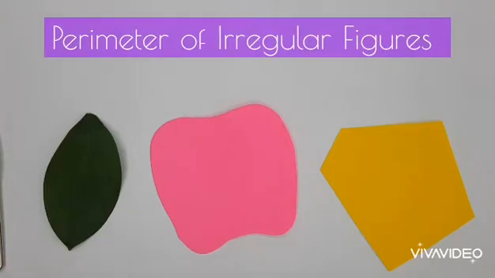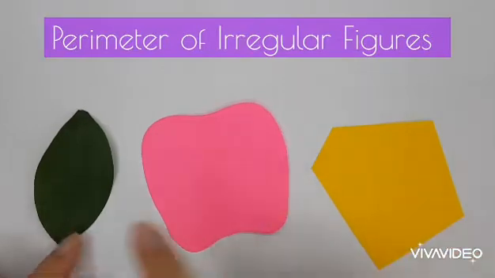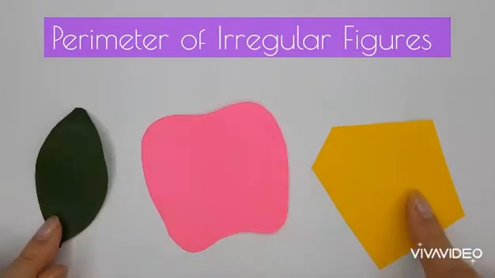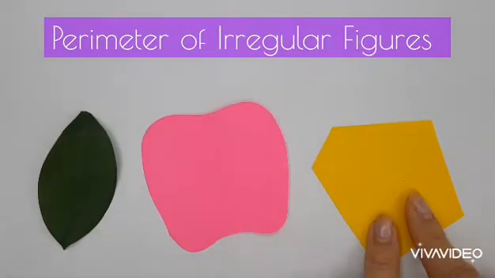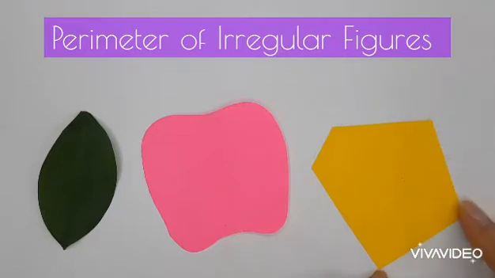Hello kids, today we are going to be talking about perimeter of irregular figures. Now I have 3 figures here and that's what we're going to look at today. This first figure that we have has straight sides all around. There are 5 different sides.